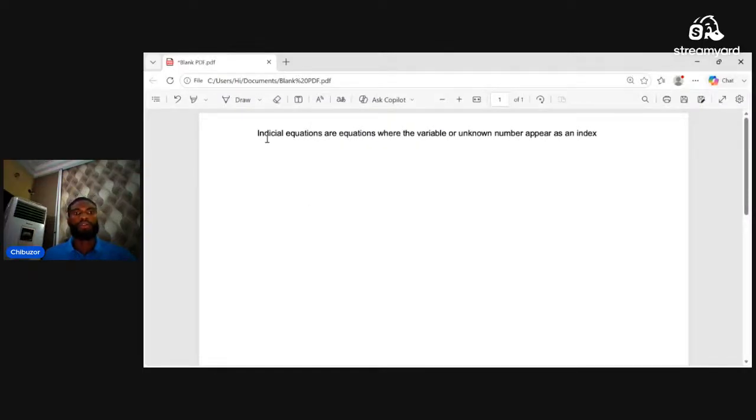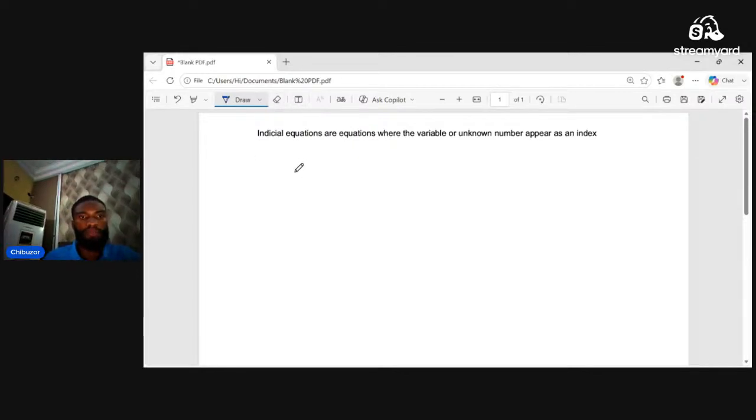Okay. So exponential equations are equations where the variable or unknown number appears as an index. The difference between an exponential equation and a linear equation is that in exponential equations, the variable appears as an index. When I say an index, I mean it appears as a power raised to. That's what an index means. But in a linear equation, the unknown number is not an index. The unknown number is the same as the base numbers.